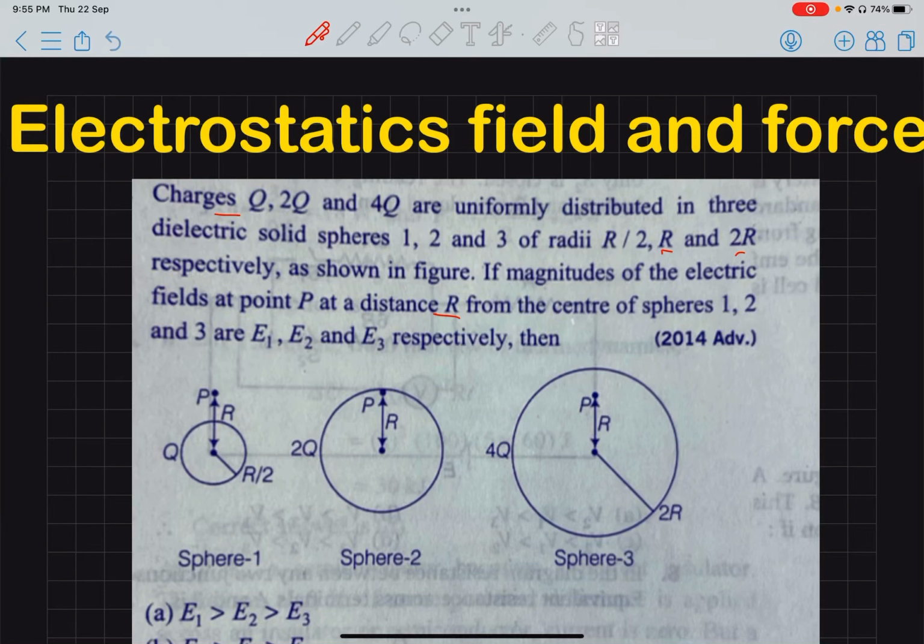Hello everyone, so today we'll be solving a couple of problems from electrostatics, field and force. These problems have appeared in JEE exams.